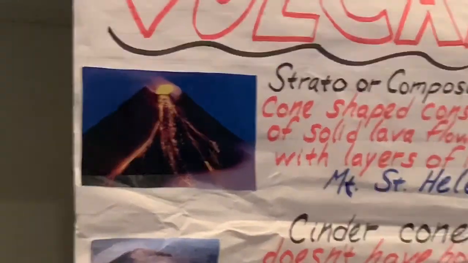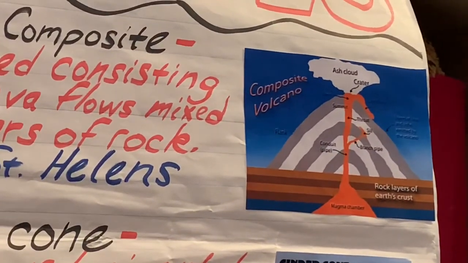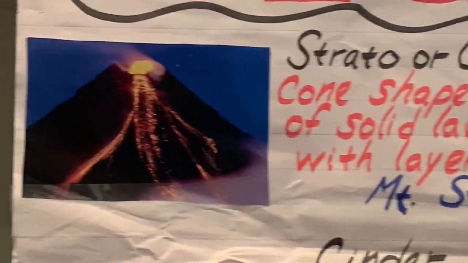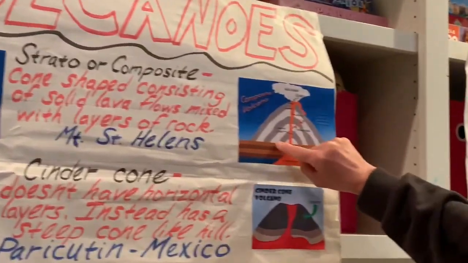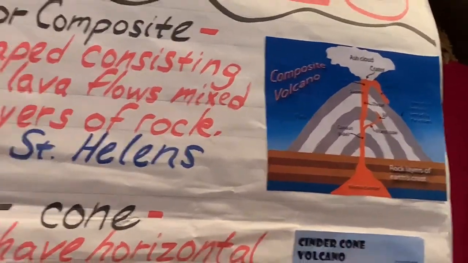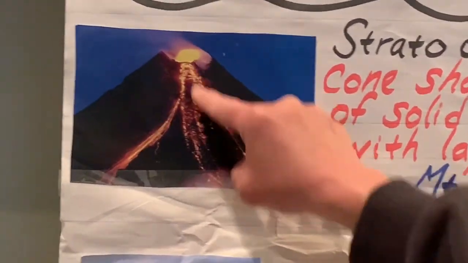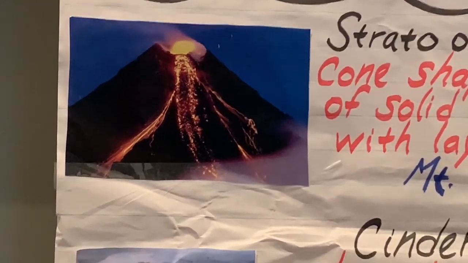This type of volcano is cone-shaped, and it's consisting of solid lava flows mixed with layers of rock. So you see here, the magma here coming up, and then solid rock mixed in. And you can actually see it really well in this picture. Mount St. Helens is this type of volcano.